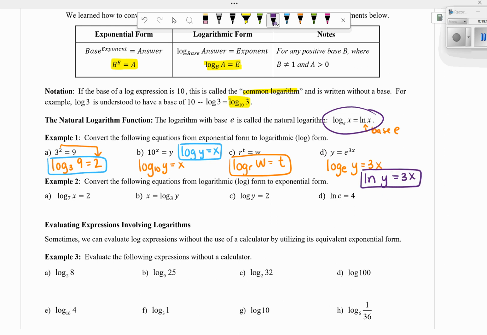Example 2, we're converting the equations from logarithmic form to exponential form. So for this first one, the base stays the base, so 7. The 2 is the exponent, so 7 squared equals x. Here, 3, the answer to log's exponent, so 3x equals y. For this one, the base is not written, so it's base 10. So 10 squared equals y. And over here, if the base is not written for ln, it's base e, so e to the fourth equals c.